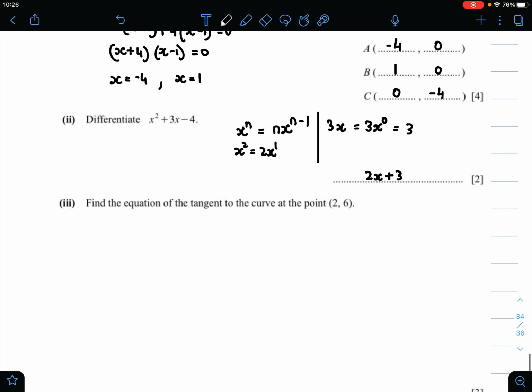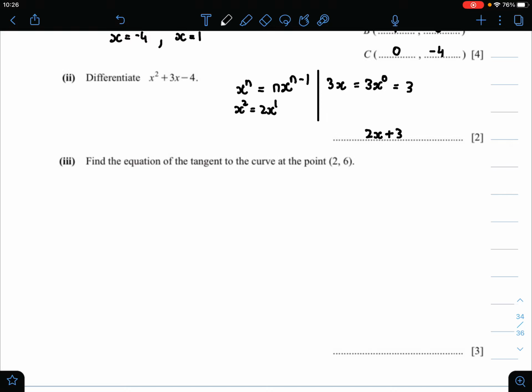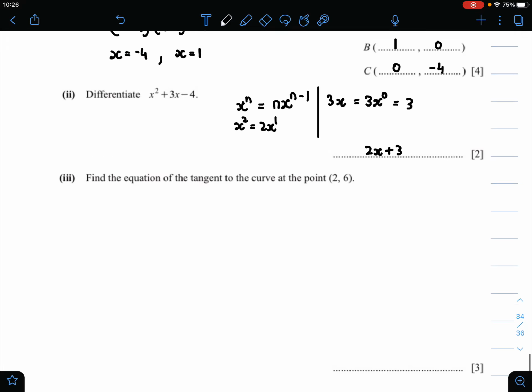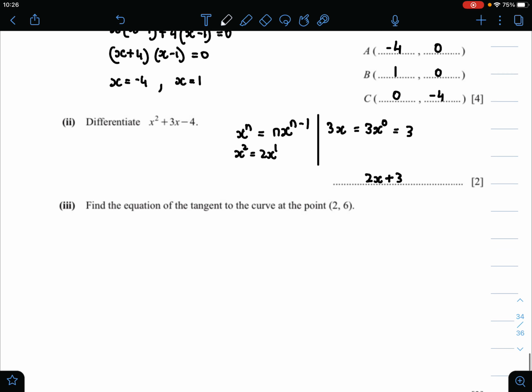Now let's move to A part 3, where they ask you to find the equation of the tangent to the curve at the point 2, 6. So to find the gradient of the curve or of the tangent, all you need to do is substitute the x value of the point into the differentiated expression of the original equation.